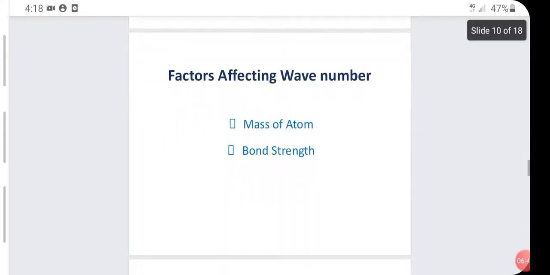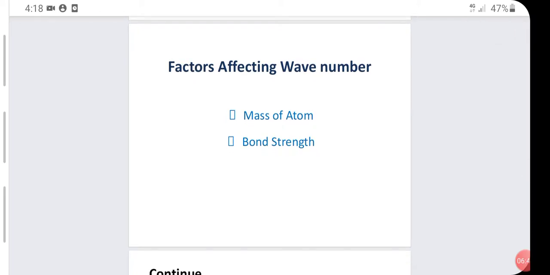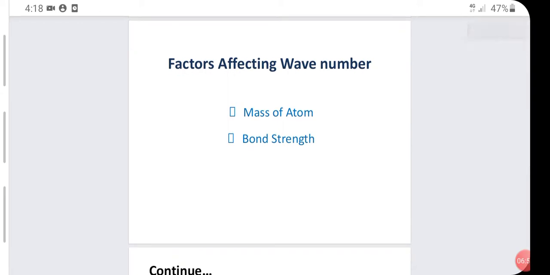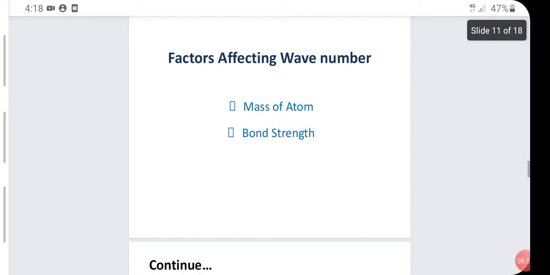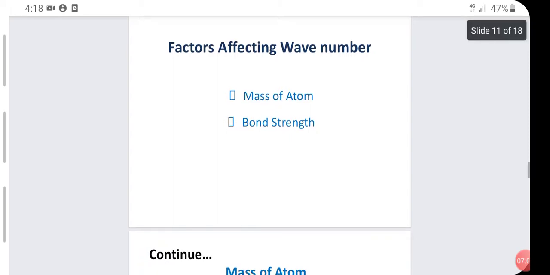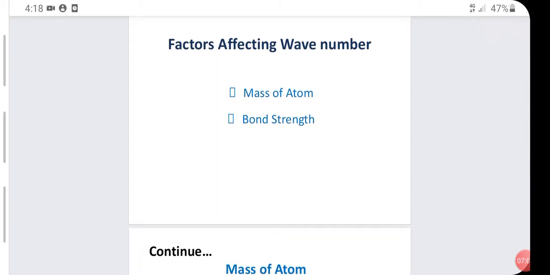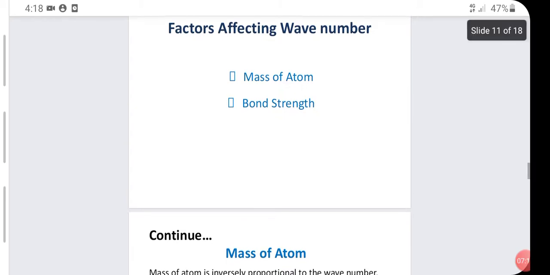Factors affecting wave number. There is the most important question: why is the wave number of each functional group different from each other? The answer to this question depends upon some factors. So first of all we discuss these factors. There are two factors that affect wave number. The first one is the mass of atom and the second one is the bond strength.